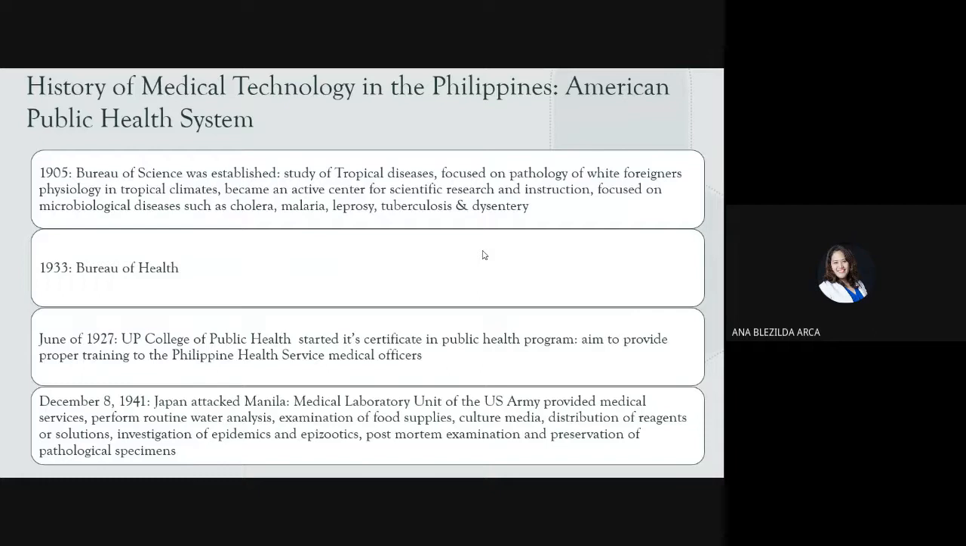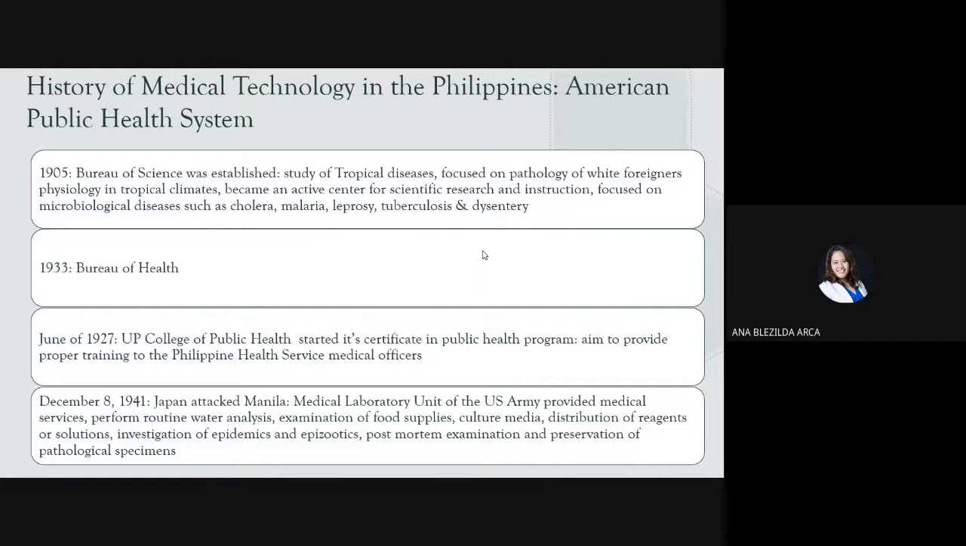During 1905, the Bureau of Science was established. Ang purpose of Bureau of Science is to study tropical diseases. Bakit? Kasi nga, iba yung mga sakit dito sa Pilipinas. So, this Bureau of Science, they also focus on the effect of the tropical climates in the health of white foreigners. So, tinitingnan nila yung pathology ng white foreigner. When you say pathology, ano ba yung nangyayaring abnormal change sa katawan ng mga white foreigner if they stay a long time here in tropical countries such as the Philippines.